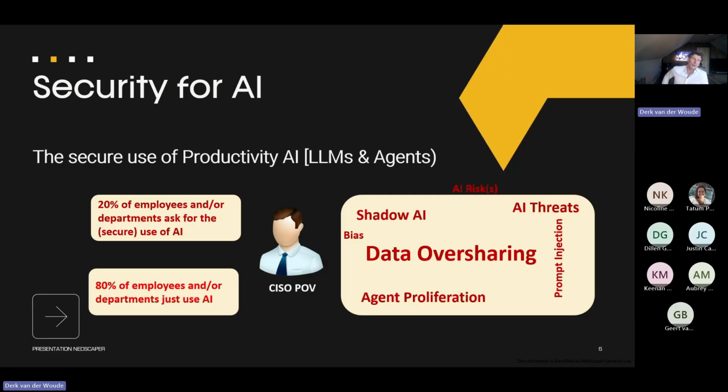Now, let's start with the CISO point of view. These are my numbers, but I think within an average company, 20% of the employees or departments will go to the CISO and ask, I want to use AI, how can I do it in a secure manner? 80% will just do it without asking. So we have a lot of risks like shadow AI, bias, data oversharing, AI threats like prompt injection, indirect and direct, agent sprawl, those kinds of things.